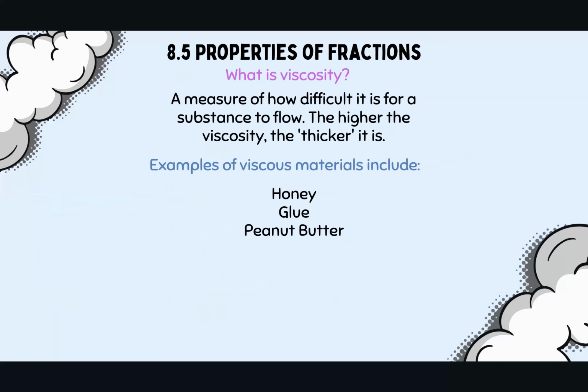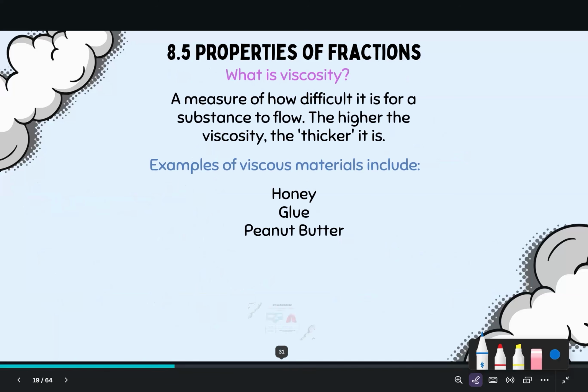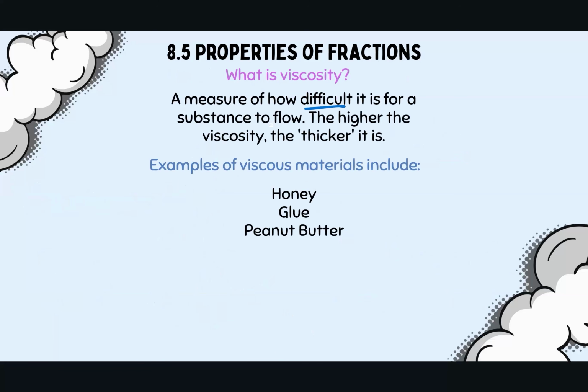So exactly what I was saying before. Viscosity is a measure of how difficult it is for a substance to flow. The higher the viscosity, the thicker it is. So examples of viscous materials include honey, glue, peanut butter. They move, but they don't move very fast.